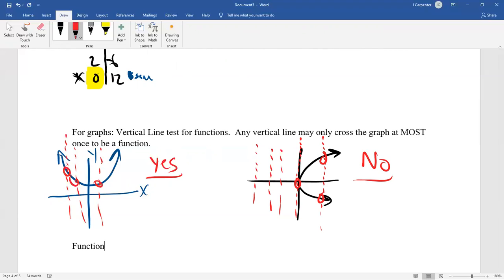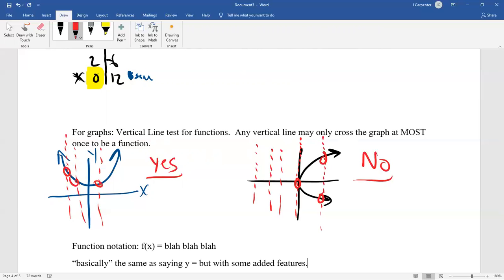Function notation looks like this. f of x equals blah, blah, blah, where blah, blah, blah is something like 2x plus 3, 5x minus 7, x squared plus pi x minus 11. I almost said 11d for fun. That blah, blah, blah can be simple or complicated, but can only have x's. This is basically the same as saying y equals, but with some added features.